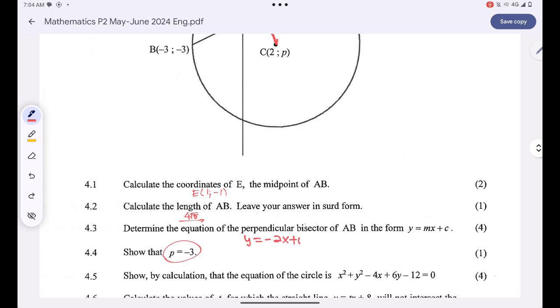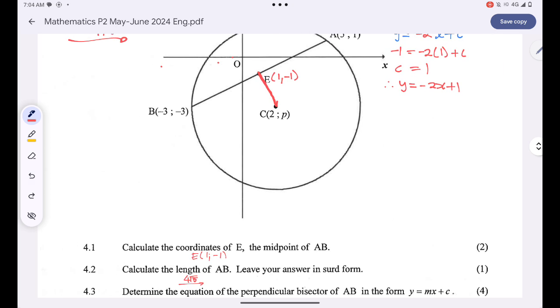Then now they want us to show that p is equal to negative 3. C lies on the perpendicular bisector, guys. Are you together? Because the line drawn from the center to the midpoint of a chord bisects the chord. So that's why C lies on the perpendicular bisector. So if I have my equation as y is equal to negative 2x plus 1, I can simply substitute over there.